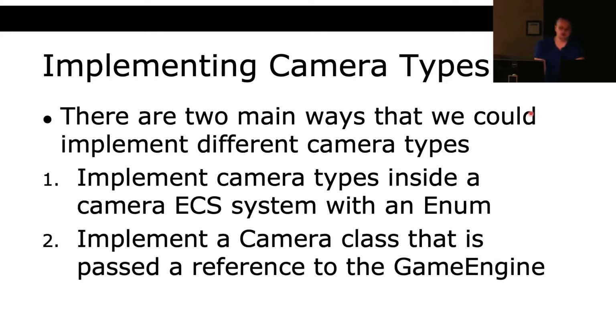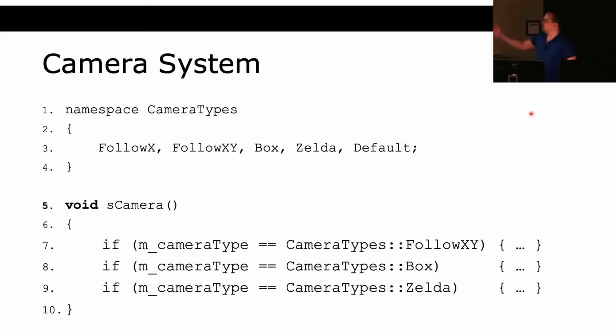Or we could do something more of the object-oriented programming sort of way, where we would actually have a camera class, and then that is sort of done in the game engine. So that's more of the 3D game way of doing it, versus this way, which I want us to do in our game engine, because it goes along with the whole ECS way of doing it.